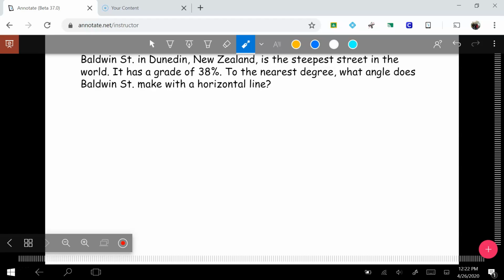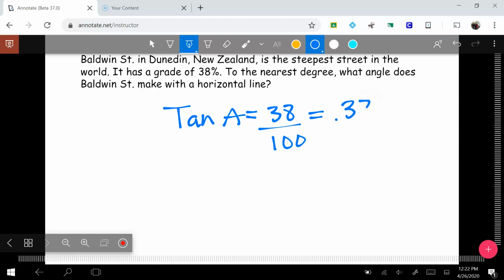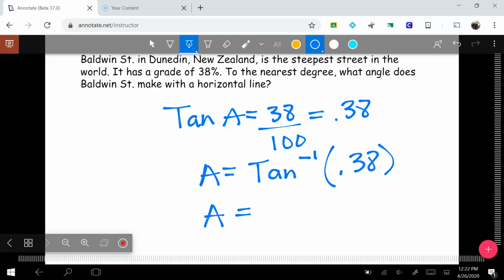So road grade 38%. So that means it's 38 over 100. So the tangent of that is 38 over 100, or 0.38, right? So really, to get that angle, I'm just doing the inverse tangent of 0.38. So you're just going to put that in your calculator. So pretty steep road. Measure of angle A, in this case, is 21 degrees.